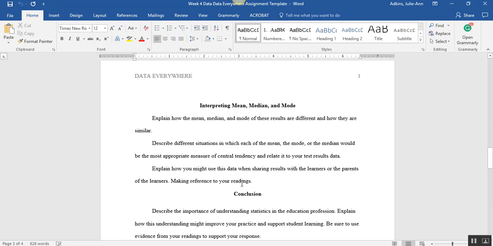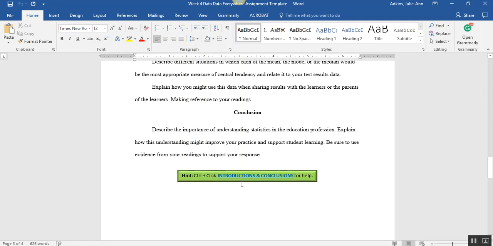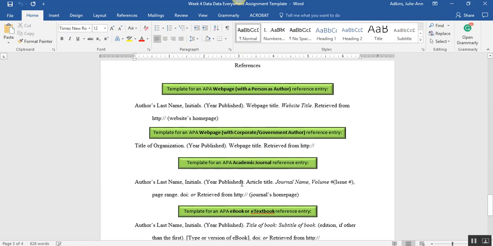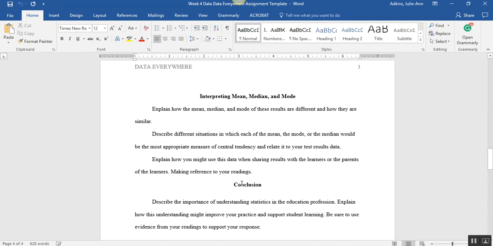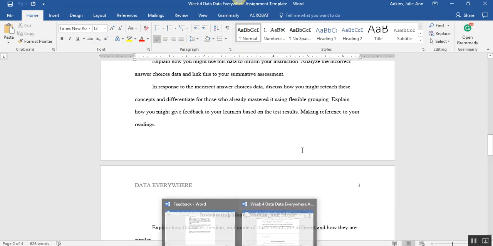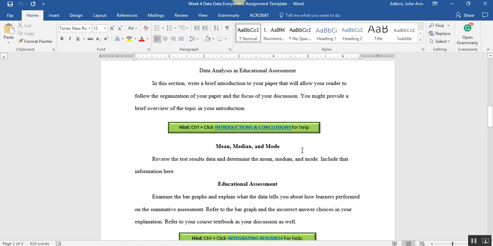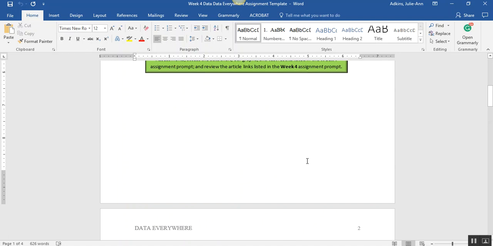And then explain how you might use the data when sharing results with the learners or parents of the learners. In the K through 12, if you're having a parent conference, how might you share these results with those parents? And then you'll have a conclusion, and then of course your reference page. But this is pretty much the assignment. I hope it makes sense.